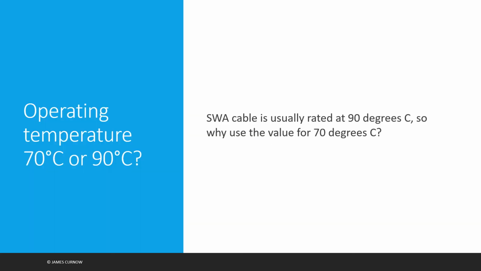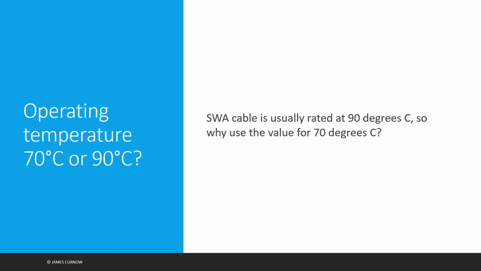So the next question is, which operating temperature shall we use for the SWA cable? Now, you will notice that there are values for both 70 degrees and 90 degrees in BS 7671. However, SWA cable is usually rated at 90 degrees. So you may be wondering why I have used the values for 70 degrees in the example. The answer is that it is possible to use the values for 90 degrees. However, if you do, it is necessary to ensure that the equipment that the circuit is supplying is also rated at 90 degrees. And it is also necessary to ensure that the cable won't be grouped with any cables that are rated at less than 90 degrees.